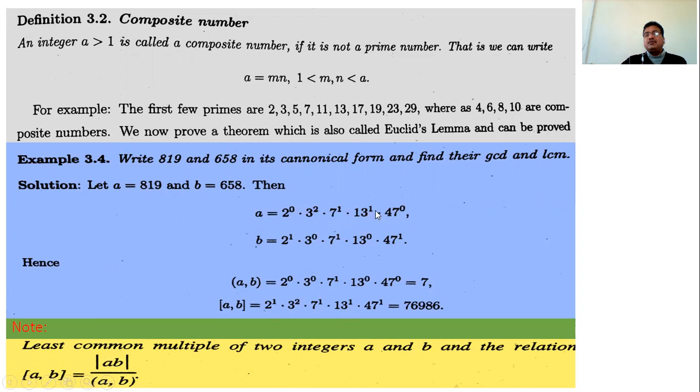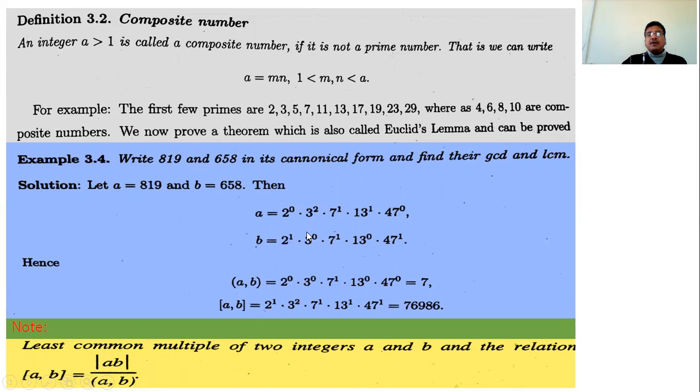There is no need to write 2 raised to 0 or 7 raised to 0 for the missing primes. So 3 square, 7 raised to 1, 13 raised to 1. This is the canonical form of 819. And the canonical form of 658 is this: 2 raised to 1, 7 raised to 1, 47 raised to 1.